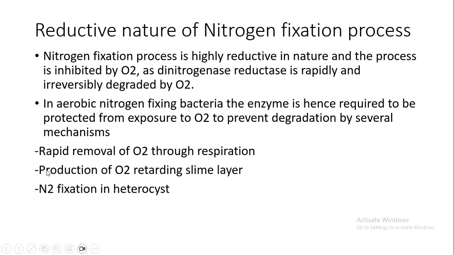So there are various mechanisms that the cell adapts in order to remove the oxygen. Either it will have a rapid respiration process so that the effective oxygen concentration becomes low, or it produces and secretes some oxygen retarding slime layer, or in case of heterocyst, the nitrogen fixation process takes place within the heterocyst structure, which are specialized cells. They have a very thick wall that will prevent the effective diffusion of oxygen. So by one or the other mechanisms, it will prevent the enzyme from exposure to oxygen.